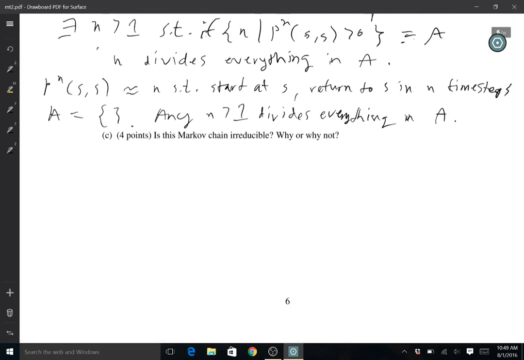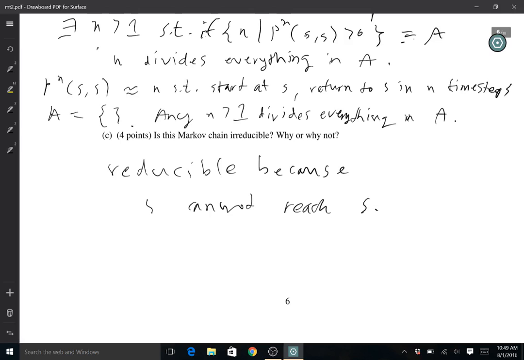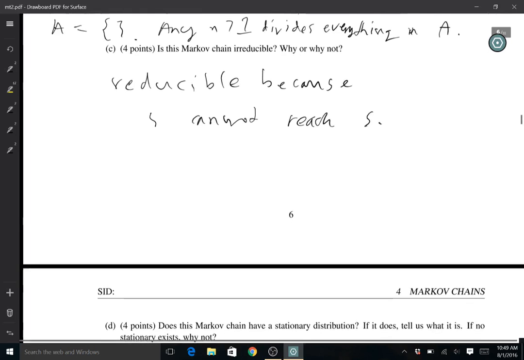This Markov chain is actually reducible because S cannot reach S. The definition of irreducibility is that any state can reach any state within some number of time steps, but S cannot reach S, so that's easy to show.